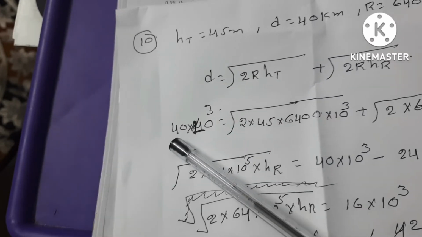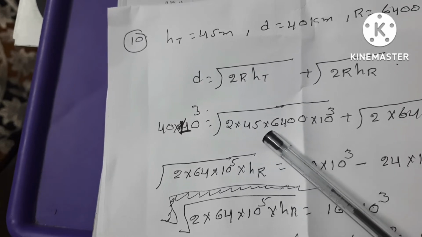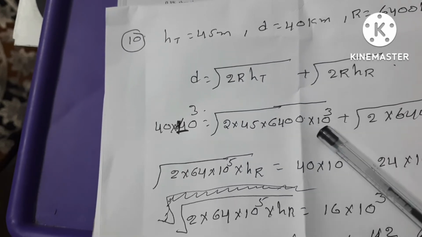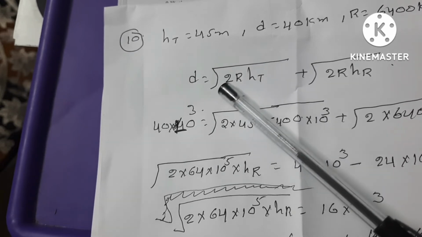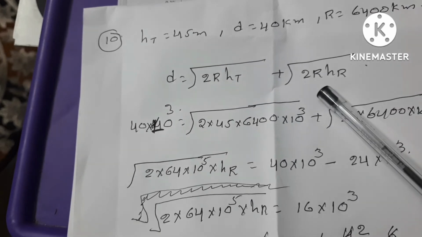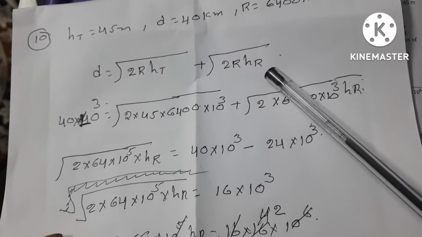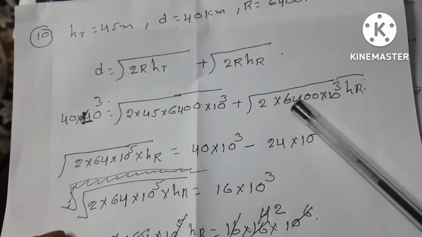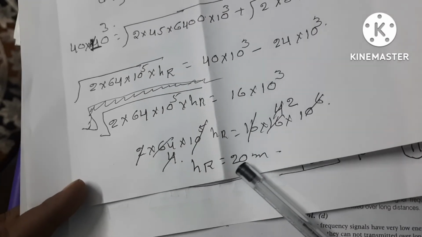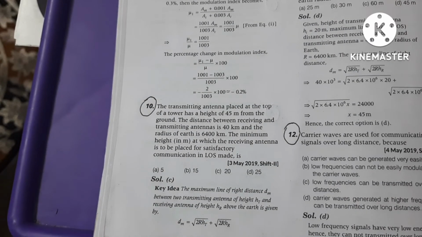We have to substitute. 40 kilometers means 40 into 10 to the power of 3. So under root 2 into 45 into 6,400 into 10 to the power of 3, because we are converting kilometers into meters. We know the 2 value, R value, HT value, but we don't know HR. HR only we can find out. HR does not mean human resources here; it belongs to the height of the receiver. After substituting all these and simplifying, height of the receiver equals 20 meters.